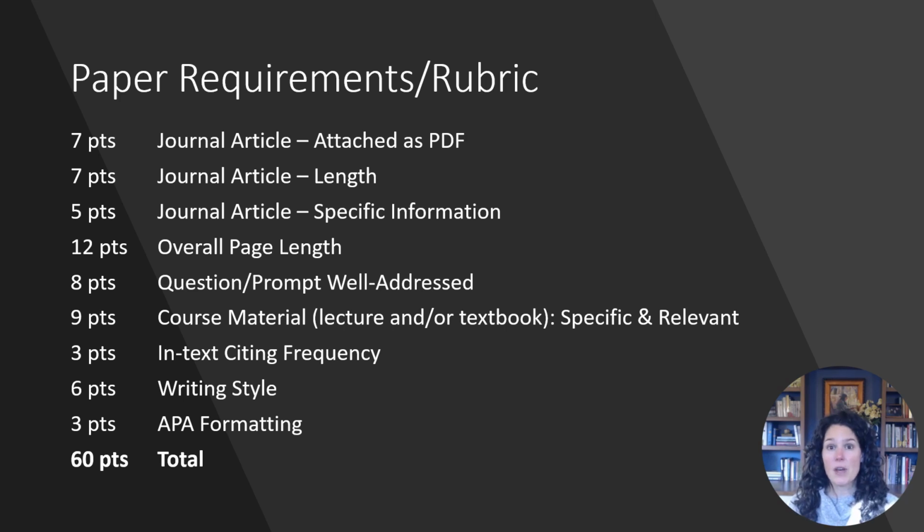In terms of the paper requirements in rubric, we give you points for having a correct journal article and attaching it as a PDF. We also give you points for the amount, the length that you pull in from the journal article, that 3/4 of a page minimum. We're going to give you points for pulling in specific information. Again, we'll say over and over, don't be vague. Convince us that you have an understanding of what you read. Put it in your own words, pull in specific information.